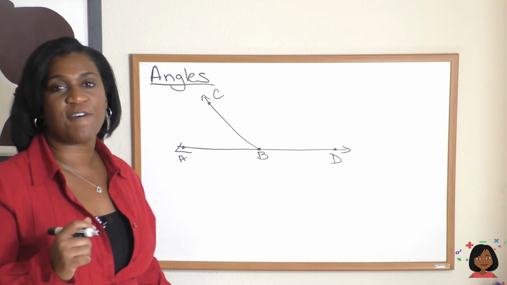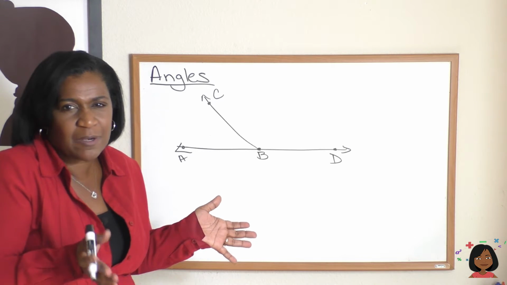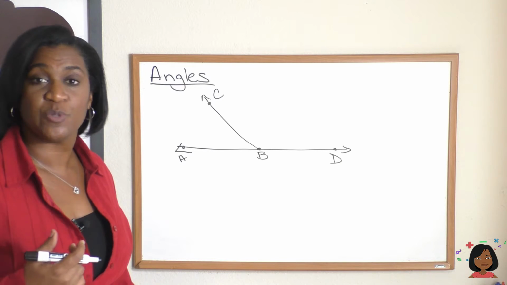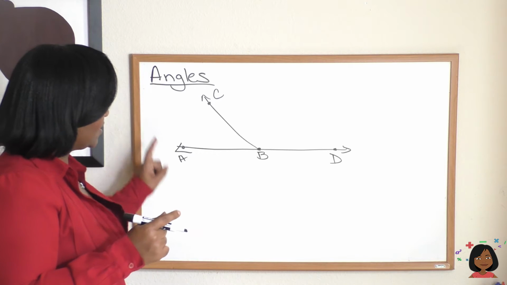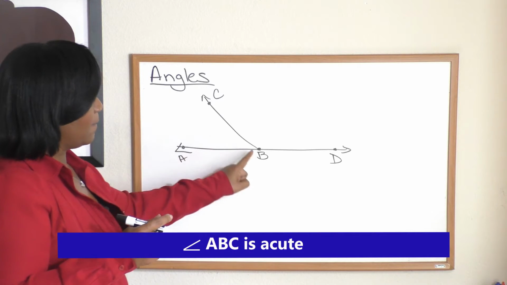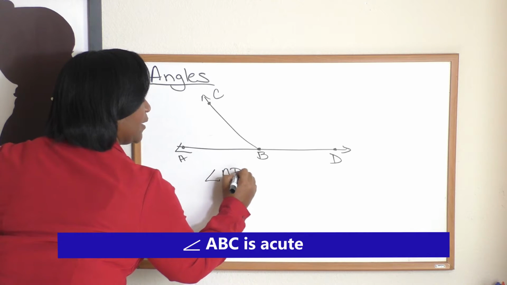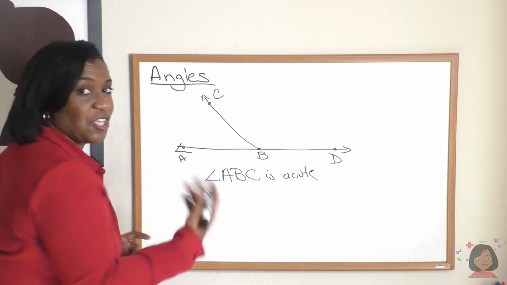What if I asked you to find an acute angle? Do you see any really cute angles up here, smaller than 90 degrees? Ah, I see them. Well, how would you name that? Well, remember, we always want to put that vertex in the middle. I see one at A, B, C. So angle ABC is acute. It's an acute angle.